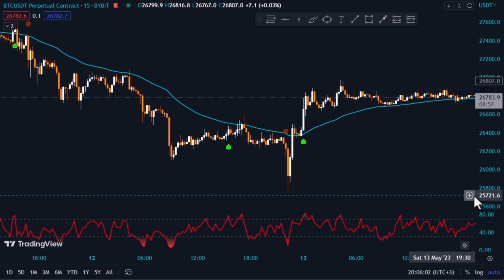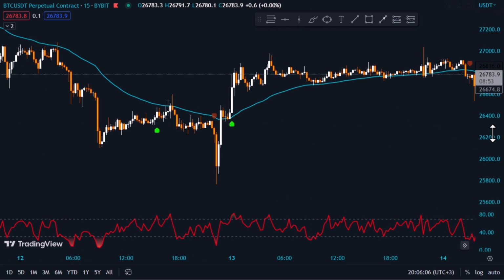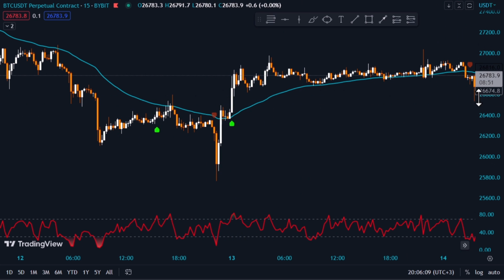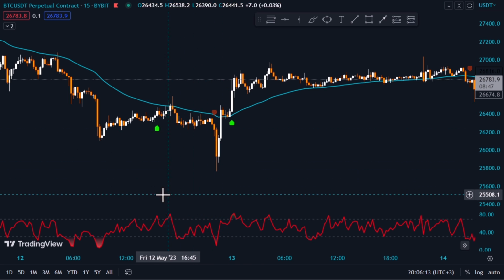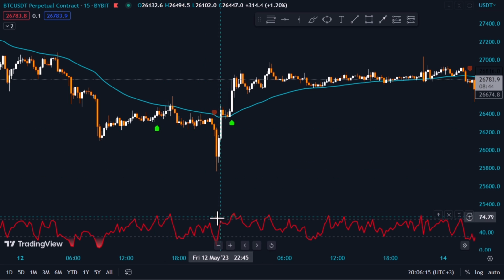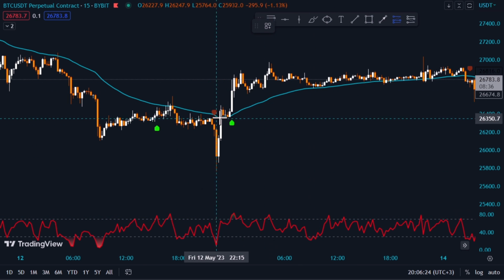Simple rule. We first must wait for the signal to indicate a buy signal. Secondly, we must check the price must be above the 50 EMA. Then we check down here, and the price shouldn't have crossed into the overbought territory, which in this case it hadn't. It was still here. So I could go long. It was the entry point here.